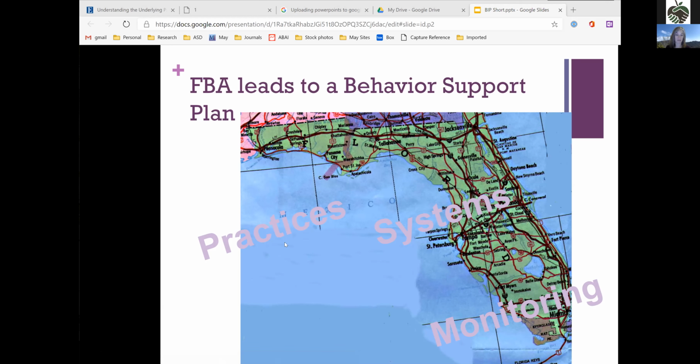But my focus today, I really wanted to talk explicitly about how you can link the BIP to a functional behavior assessment, and just give a couple of examples of that. So again, this is not obviously an in-depth kind of thing, but just some examples that we might think about.